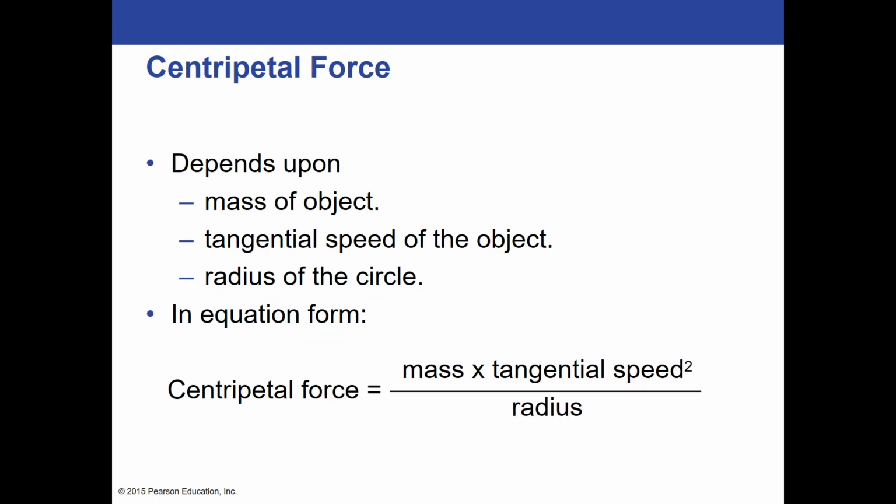Centripetal force depends upon the mass of the object, the tangential speed of the object, and the radius of the circle it's following. So centripetal force is equal to mass times tangential speed squared divided by radius.